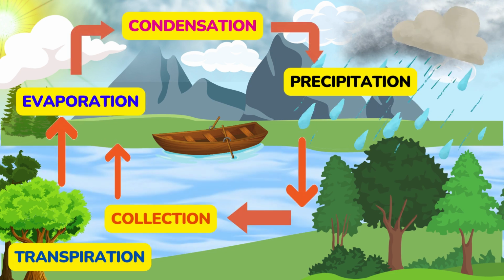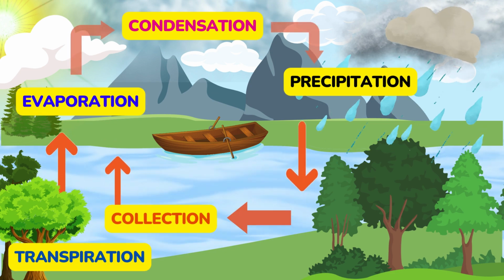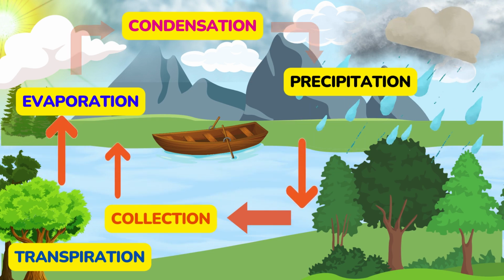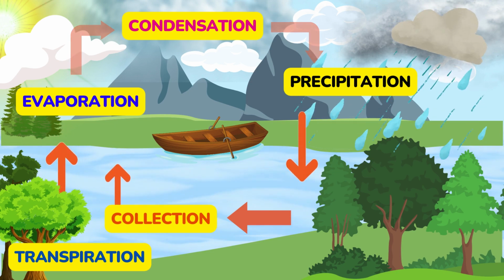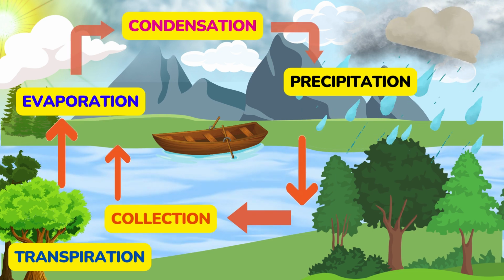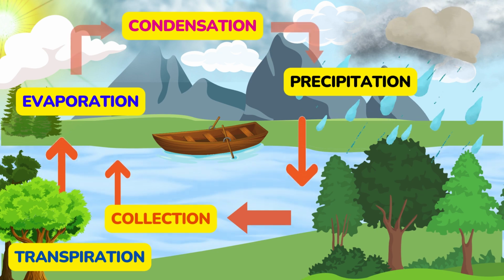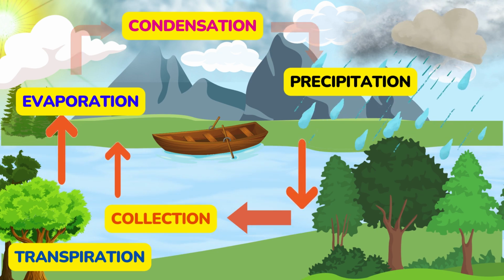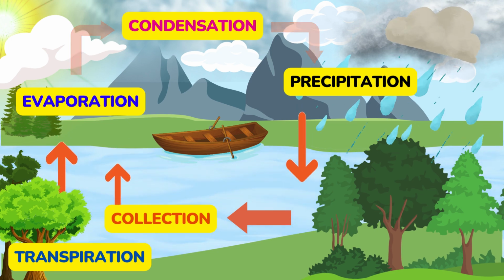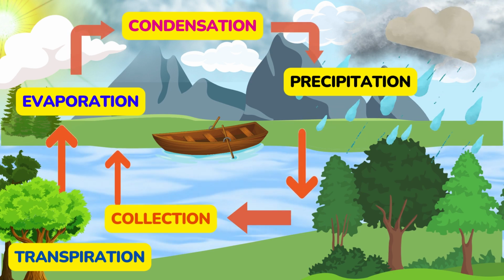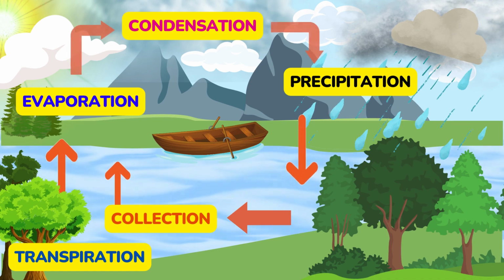Due to the sun's warmth, water from the ground rises into the air in the form of water vapor, which is called evaporation. The water vapor that accumulated in the atmosphere eventually cools down due to low temperatures. These vapors become tiny droplets of water that form clouds, which is called condensation.